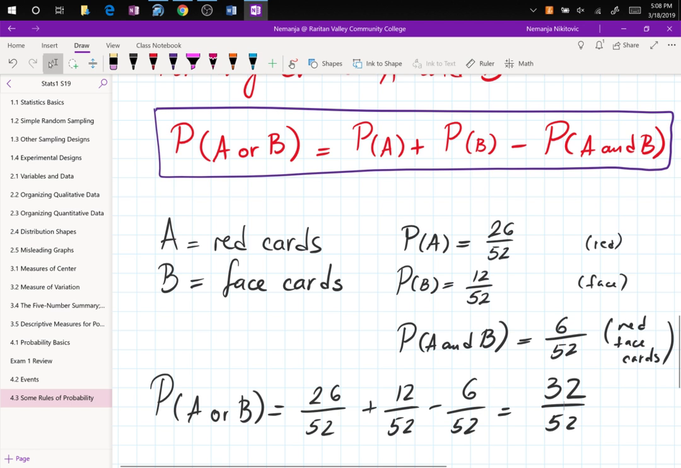Why was that subtraction piece there? Because these cards were counted as red and they were counted as faces. So they were counted twice. So if you subtract it once, those 6, you will get the right amount. So that's the part that's important, to subtract the overlap. Subtract the overlap.